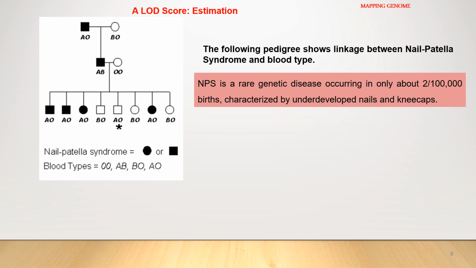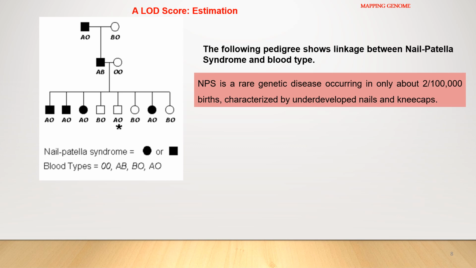To understand LOD score estimation, we'll go with an example. Now, here a pedigree is shown with linkage between nail patella syndrome and blood type A, B, AB, and O. We need to statistically prove by LOD score whether these two are linked or not. The shaded individuals here are the affected.